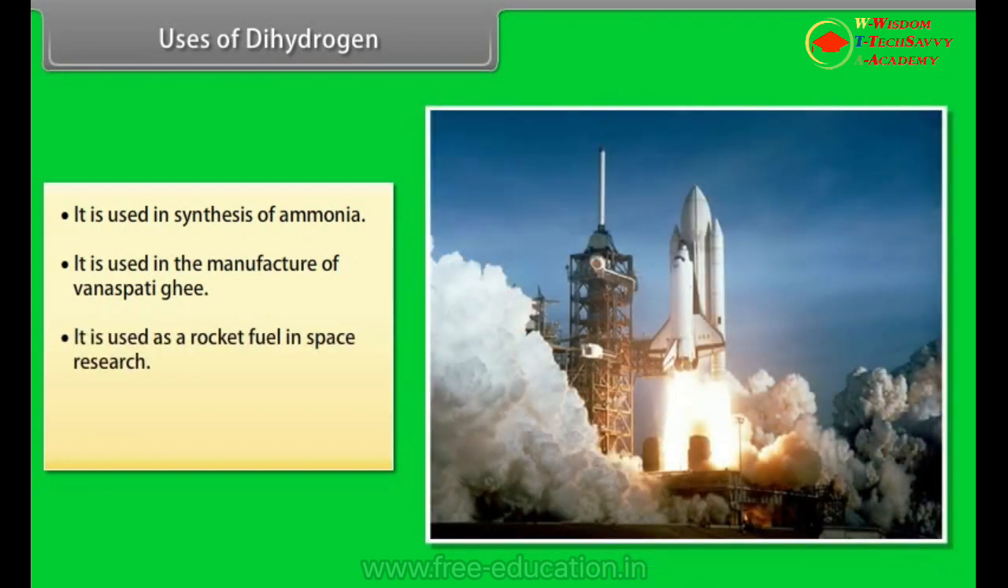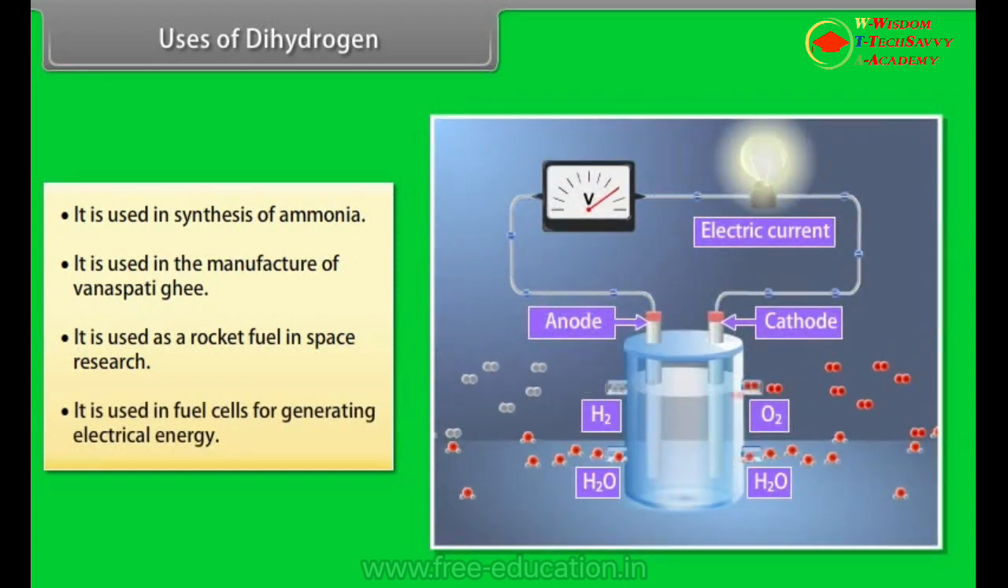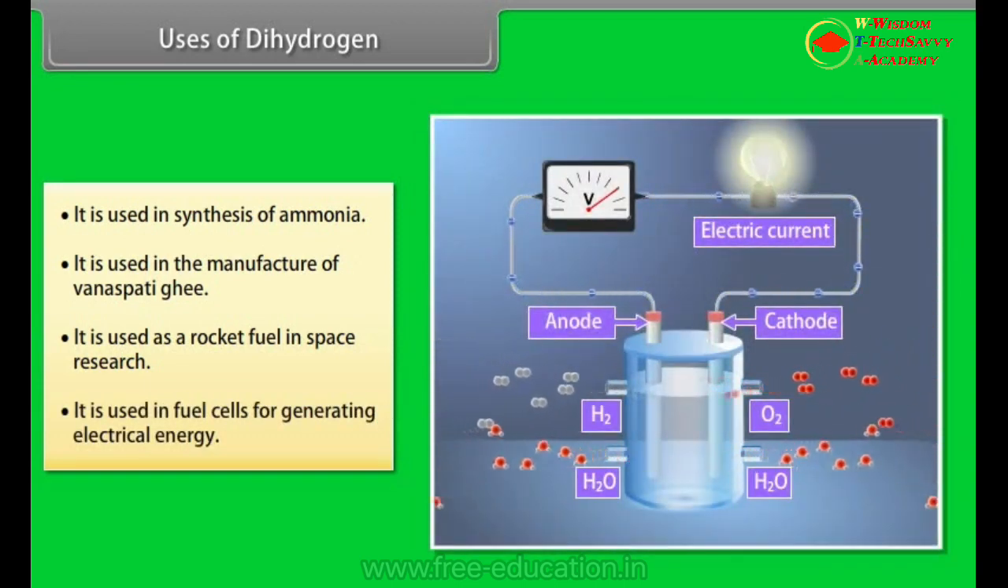It is used in the manufacture of vanaspati ghee. It is used as a rocket fuel in space research. It is used in fuel cells for generating electrical energy.